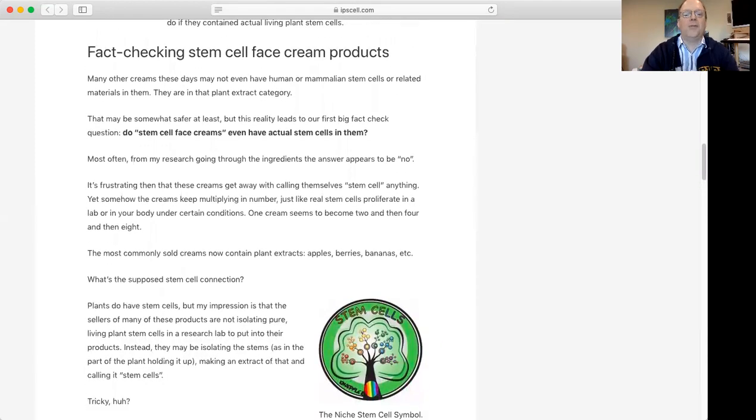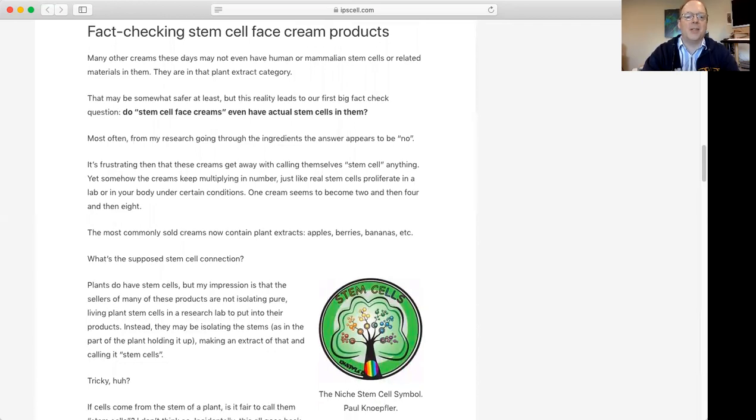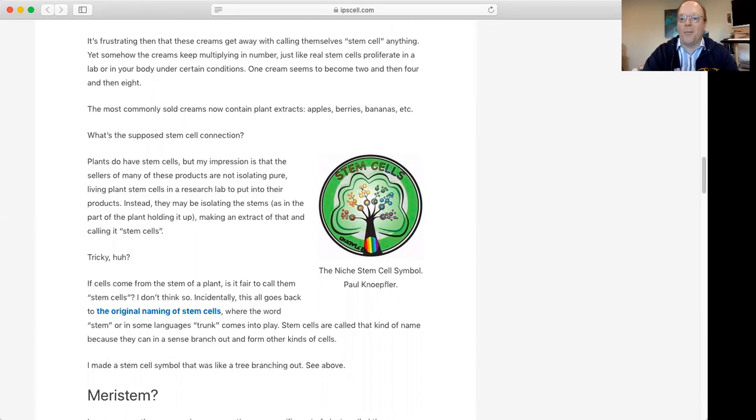So could these fruit and other plant stem cell creams actually have stem cells in them? So the short answer is no. There's a few different categories of these plant stem cell creams. The first category has actually really, as far as I can tell, nothing to do with stem cells at all. It's actually talking about the stem of the plant.